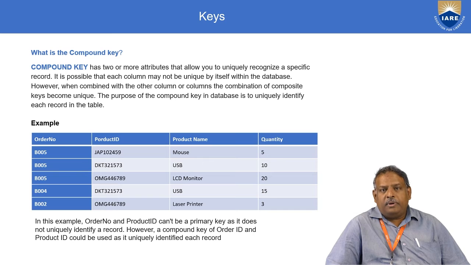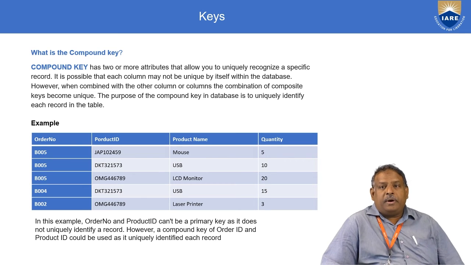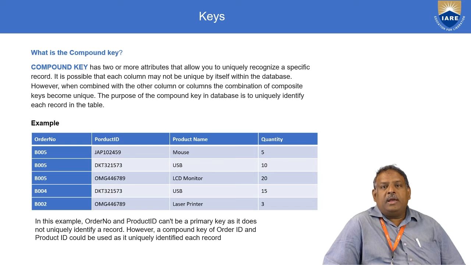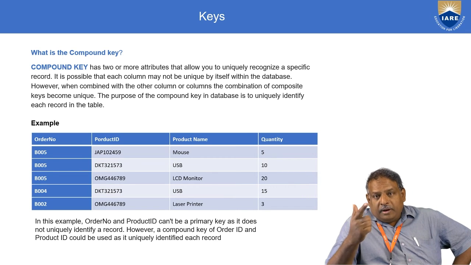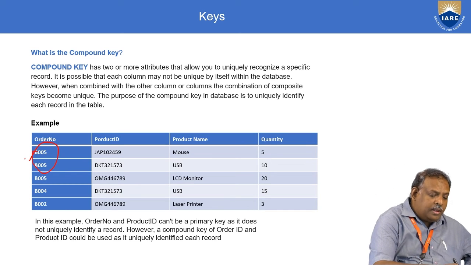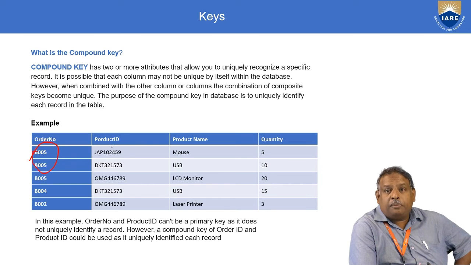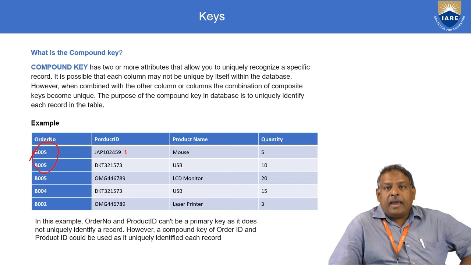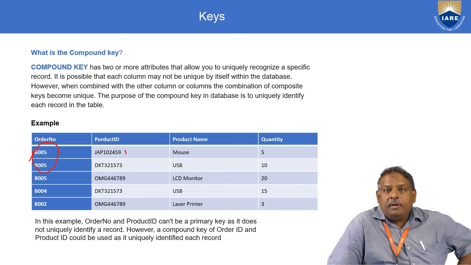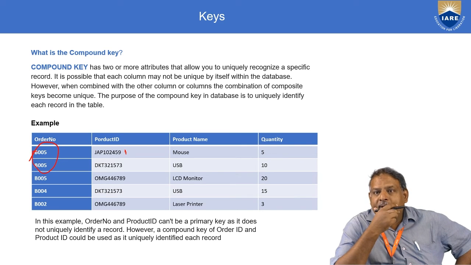Now consider this example having orders: order number, product ID, product name and quantity. In this example, order number cannot be a primary key because order number is getting duplicated, right? B005, B005, there are two records. This cannot be a primary key. Similarly, if you see the product ID, mouse, name and quantity, product ID cannot be a primary key as it does not uniquely identify a record.